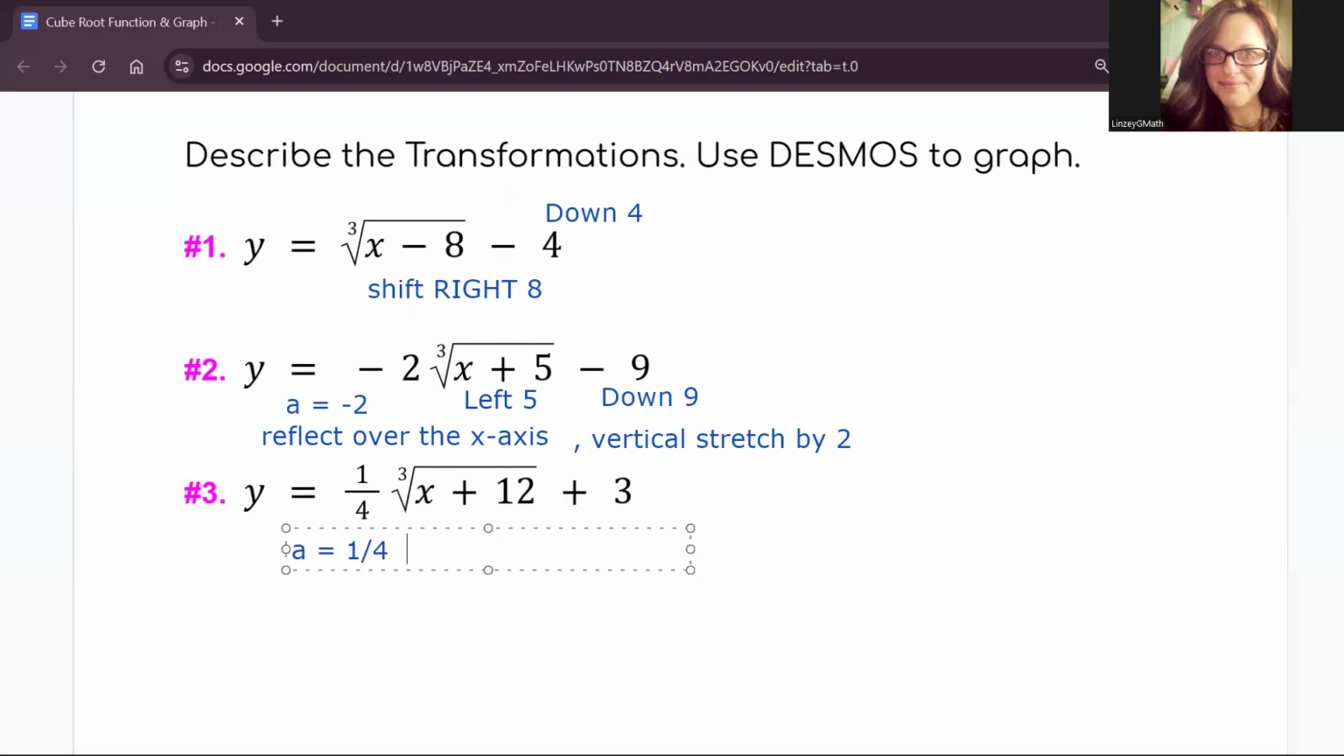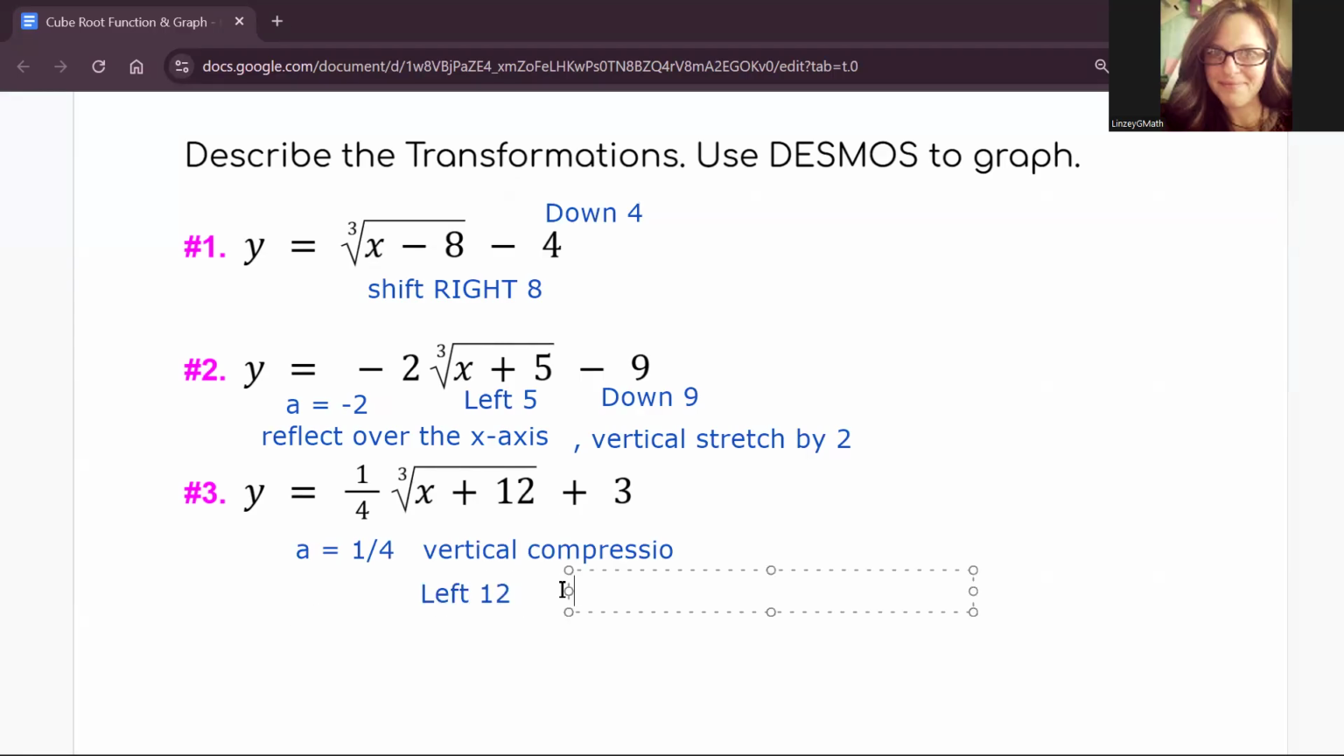A is 1/4. This is a vertical compression of the graph. x plus 12 on the inside of the radical. We're going to go left 12. And then the plus 3 on the outside will go up 3.